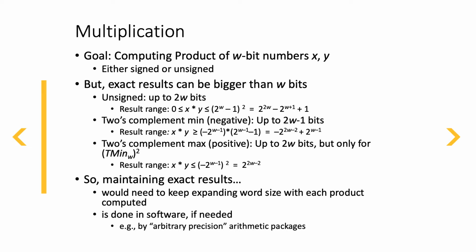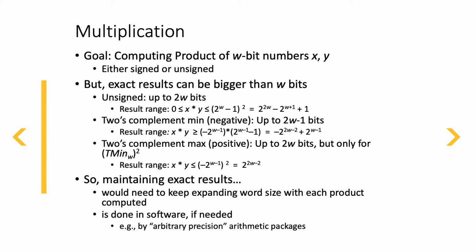There's some math here to show you that, but with unsigned, our product can be anywhere between 0 and 2 to the w minus 1 squared, which ends up meaning we need 2 times w bits to represent that. For 2's complement, the min ends up being a little bit more complicated on the math, but the short story is it can take up to 2 times w minus 1 bits.